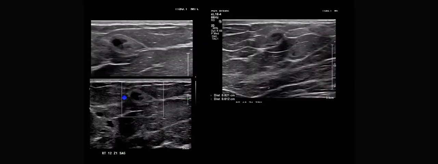Okay, what about this case? We have this mass here. Maybe an R4 or R3. Can I take it?